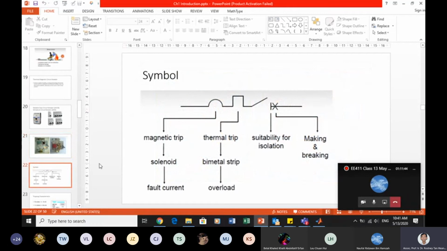Now we look at the symbols. There are two common symbols used nowadays. If we are following the IEC standard, these are the symbols. The symbol will have one of these coming down into a switch. The semicircle or dome shape represents the magnetic trip for current, and the square one represents the thermal trip, the bimetal strip, for overload. And of course these are the switch breaker, the making and breaking. Making is connect, breaking is open. So this is the symbol.